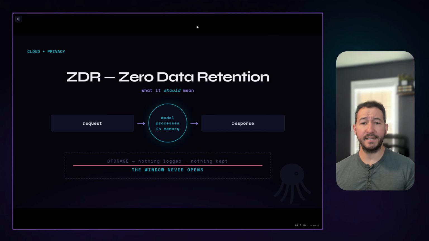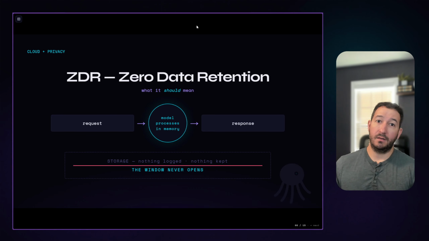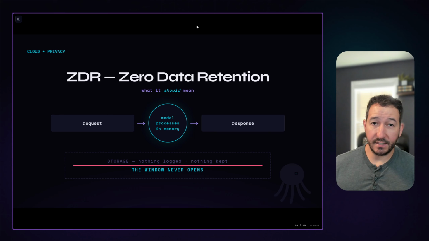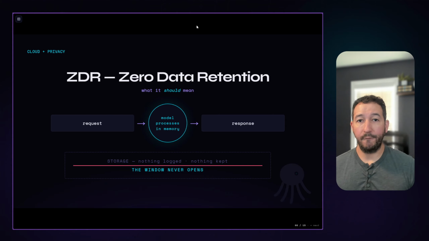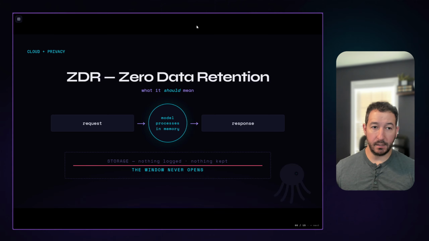So when it says here that the model processes the request in memory, that's what that means exactly: the model is only going to keep those requests, those prompts, for as long as that conversation exists. So once that conversation is done, once you clear that session, the model forgets everything, and all of that is gone off of the company server. So with zero data retention, there's never this idea of a retention window for these companies, because these models forget that context very quickly and almost immediately.